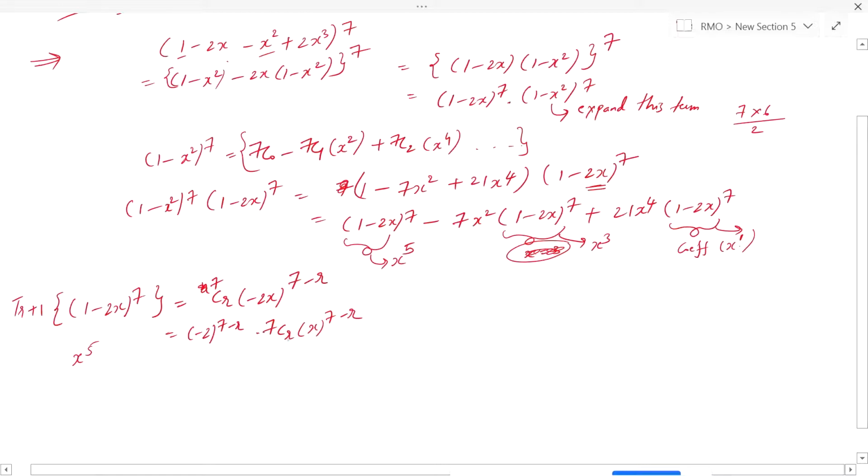Easy or are you getting confused? No, I'm getting it. Okay. So x to the power r is equal to x to the power 5. So r will be 5. The coefficient of x raised to 5 is then 7C5 into (minus 2) raised to 5.